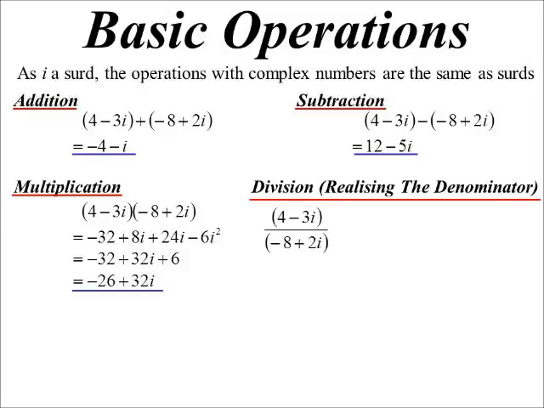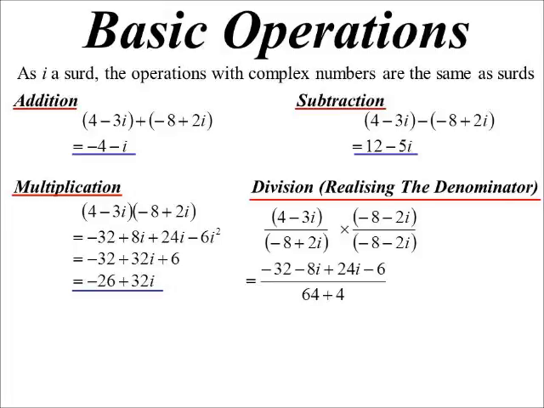Well, division, we now call realising the denominator. Exactly the same as rationalising the denominator. We're going to multiply by its conjugate. But the difference is we want to turn the denominator into a real number. Not necessarily a rational number, but a real number. So we'll multiply it by the conjugate, expanding out.